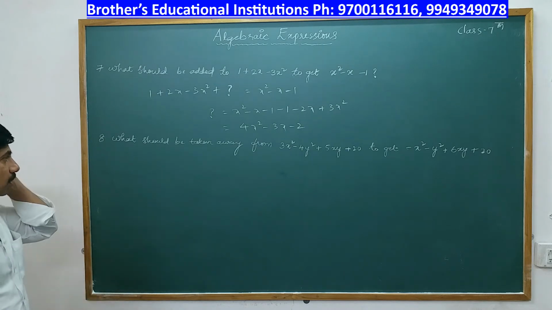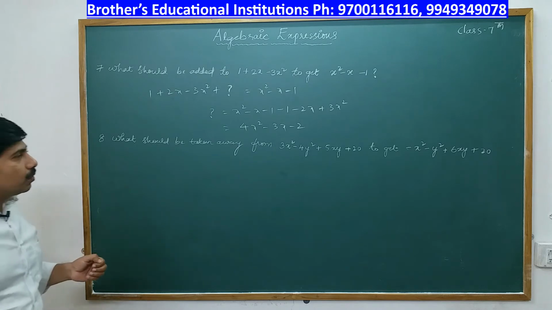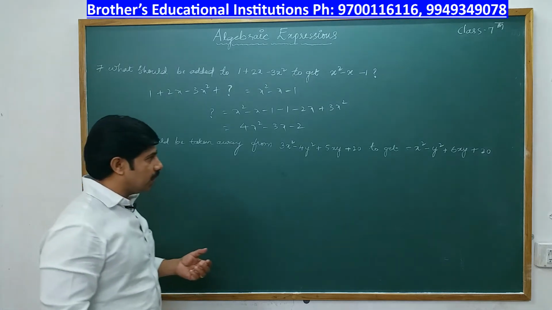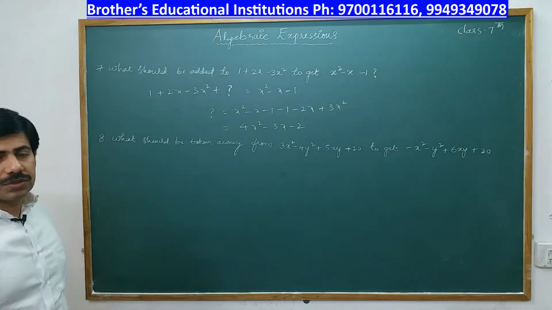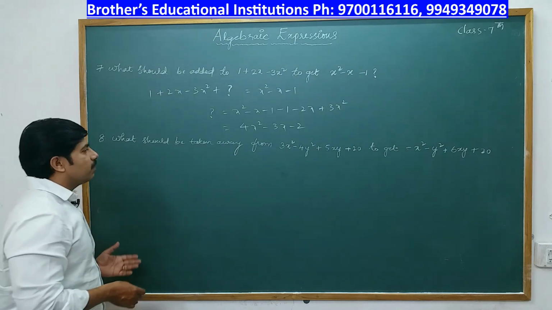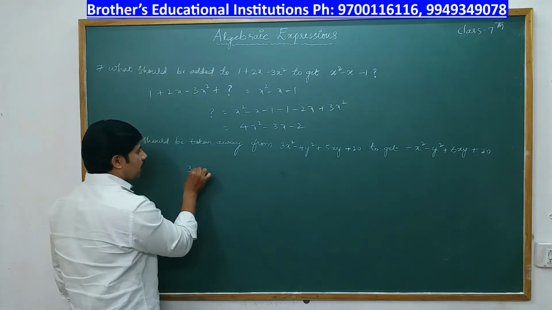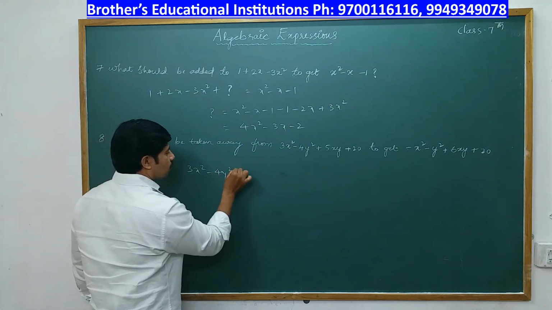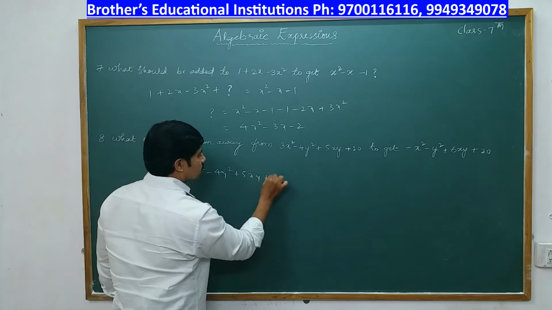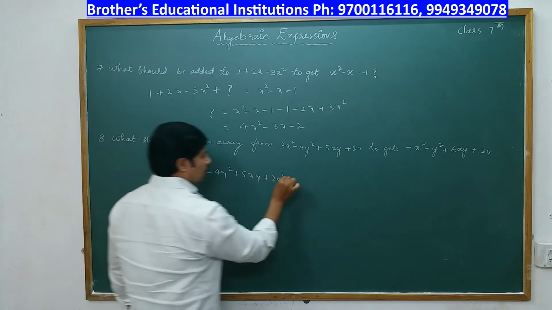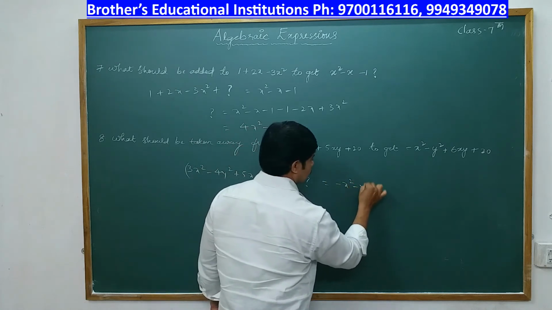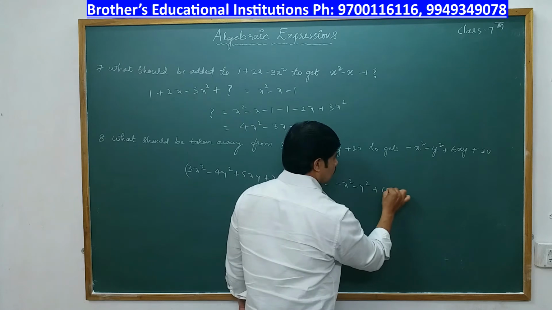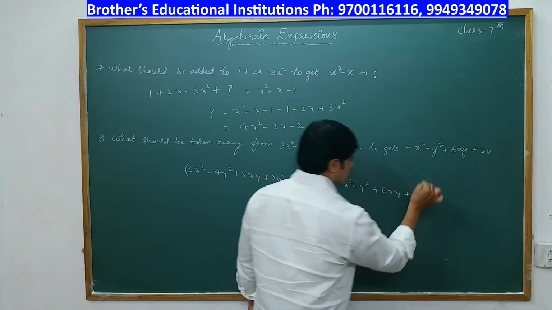Now we'll go to the next one. What should be taken away from 3x square minus 4y square plus 5xy plus 20 to get minus x square minus y square plus 6xy plus 20? So first we write 3x square minus 4y square plus 5xy plus 20 minus, we don't know what we have to subtract. So the result is given as minus x square minus y square plus 6xy plus 20.